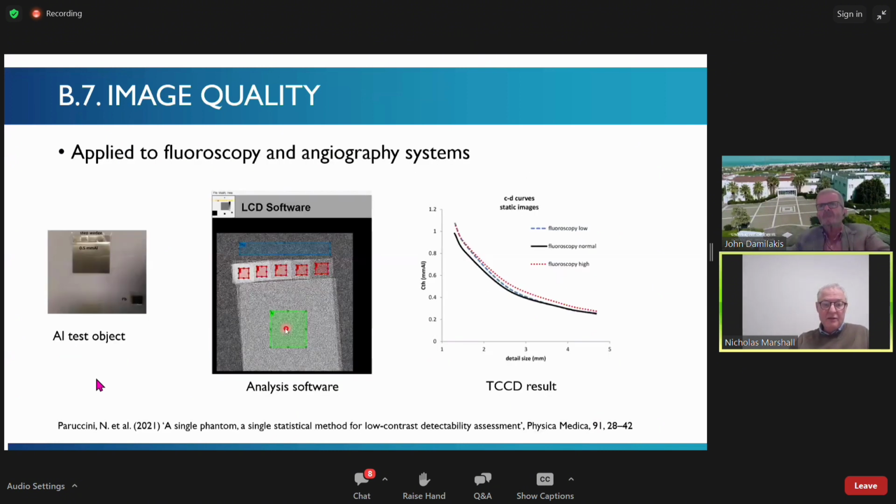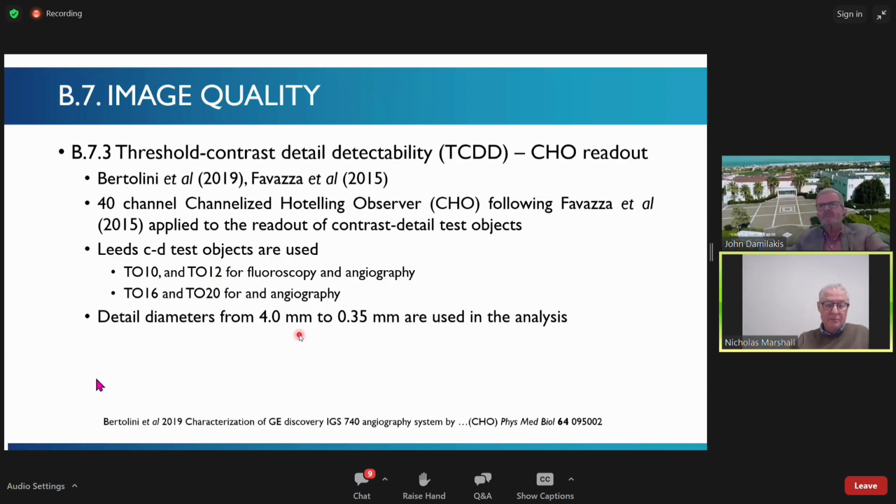And then the final method is the one described by Marco Bertolini, based, I think, or developed from a model observer developed at the Mayo Clinic by Favazza et al. and Ken Fetterly. This is a channelized Hotelling observer method, and it's applied to the readout of contrast detail test objects.